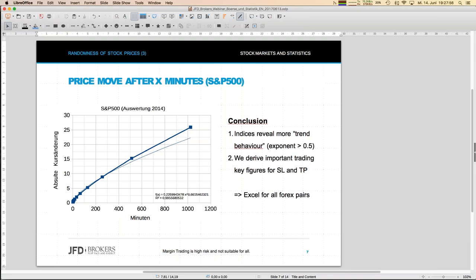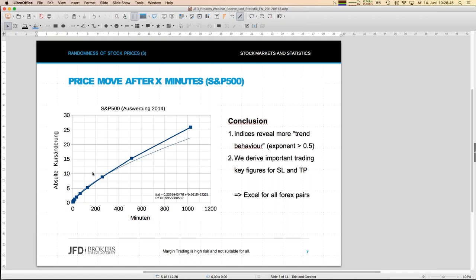So trend trading is therefore more attractive for indices than for forex, at least on medium time frames. On long time frames, D1, W1, so weekly, you can have trend behavior for forex as well. And from time to time, of course, I know a lot of charts, I could show you examples that you will find trends even on smaller time frames, but they don't last long enough. So that tells us a lot. Indices have more trend behavior and forex pairs have more random behavior in general.